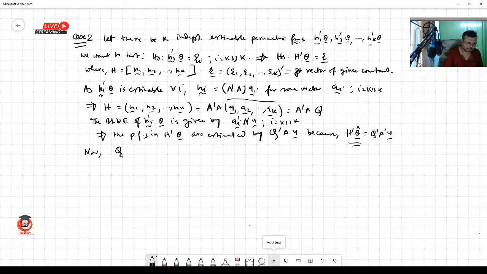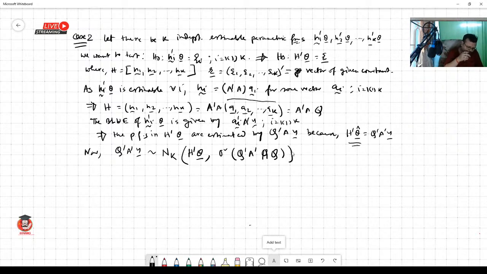Q curl prime A prime y curl contains k independent linear functions, so this follows a k-dimensional multivariate normal distribution with expectation of Q prime A prime y curl being nothing but H prime theta curl, and dispersion matrix Q prime A prime A Q, just using the result of the multivariate normal.